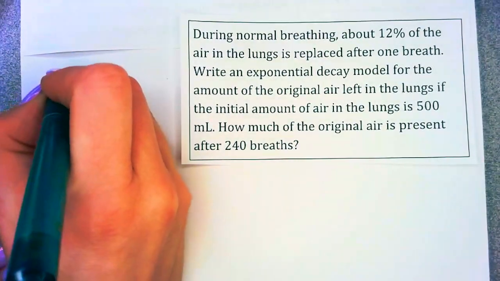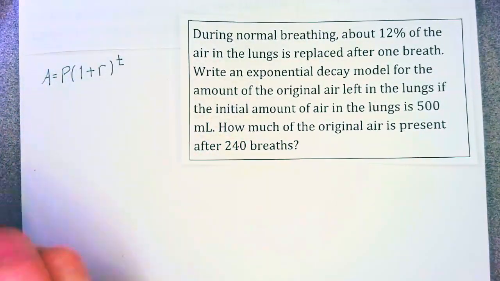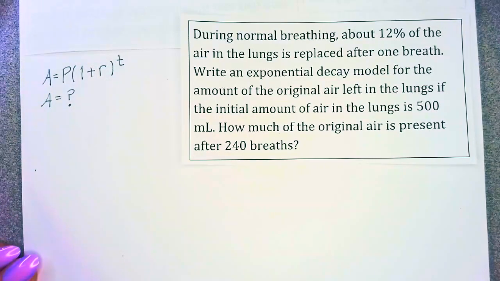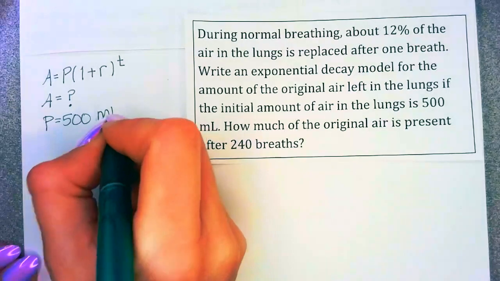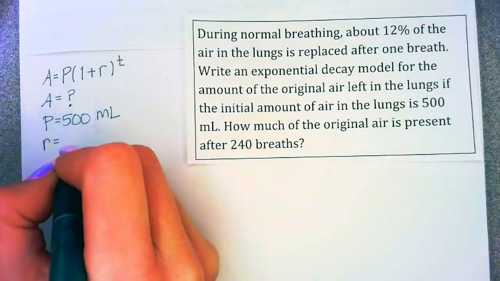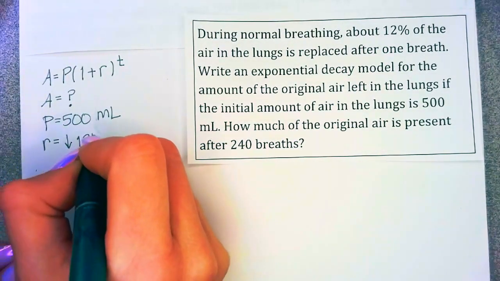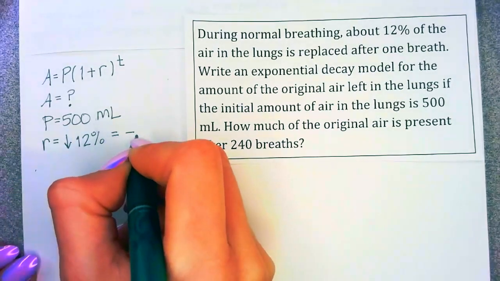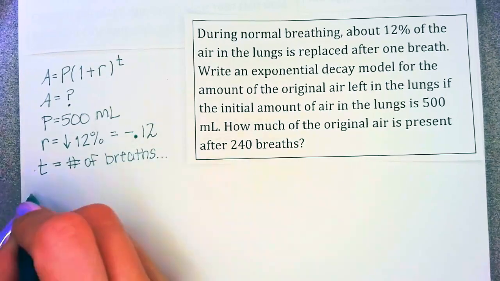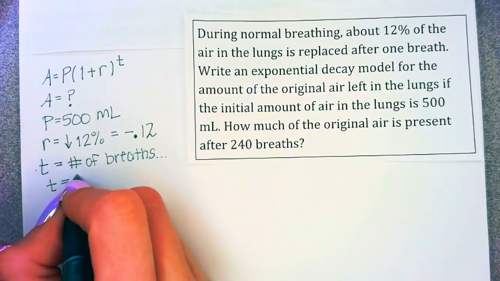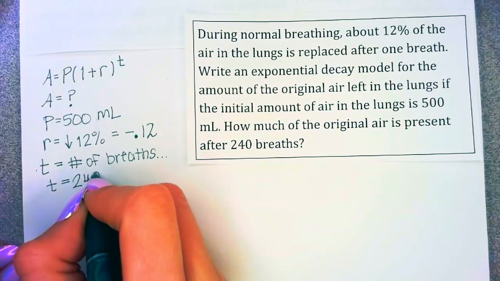A equals P times the quantity of 1 plus R to the T. We're looking for the amount that's left, so that right now is unknown. P is how much we start with, which is 500 milliliters. The amount of original air decreases by 12% every time we take a breath. That means my rate is negative 0.12 as a decimal. T, which isn't really time, represents the number of breaths. We want to know how much of the original air is left after 240 breaths.